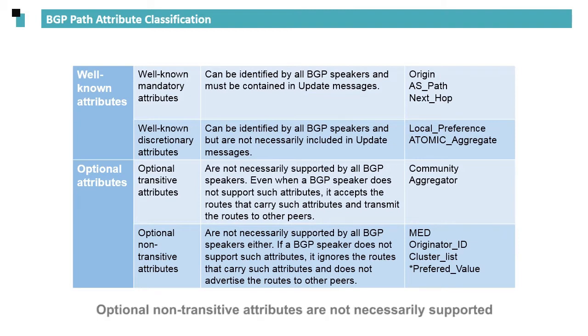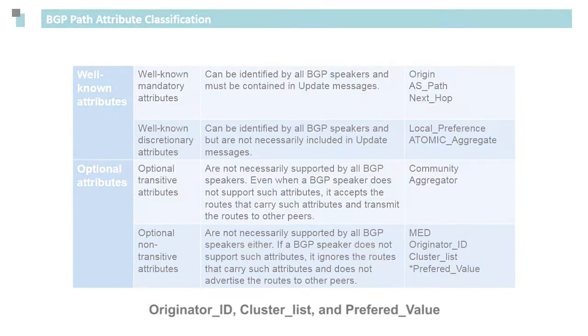Optional non-transitive attributes are not necessarily supported by all BGP speakers either. If a BGP speaker does not support such attributes, it ignores the routes that carry such attributes and does not advertise the routes to other peers. Such attributes include MED, originator ID, cluster list, and preferred value.